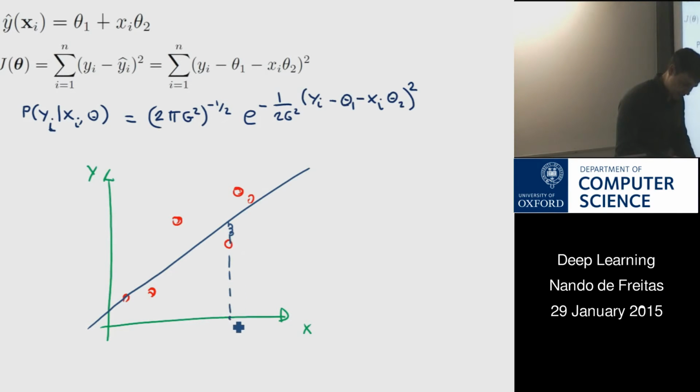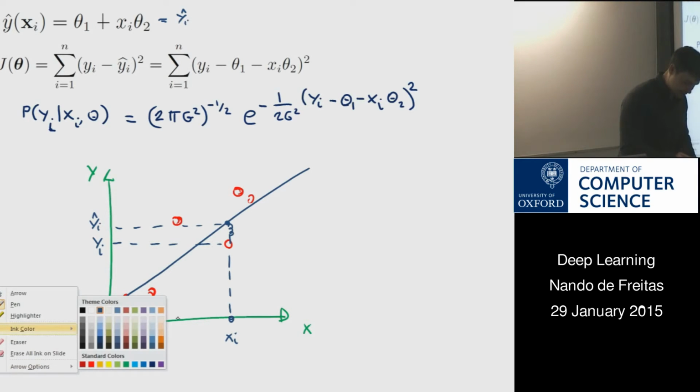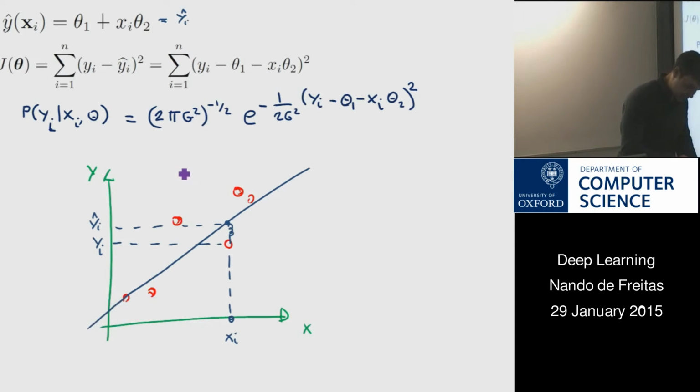In particular, each of these is a point. These are the y coordinates. These are the x coordinates. This is the y coordinate. And the prediction here is what I call yi hat. And yi hat is essentially theta 1 plus xi times theta 2, the evaluation of the model. What we're doing with probabilities is we essentially are placing a Gaussian at each of these points.